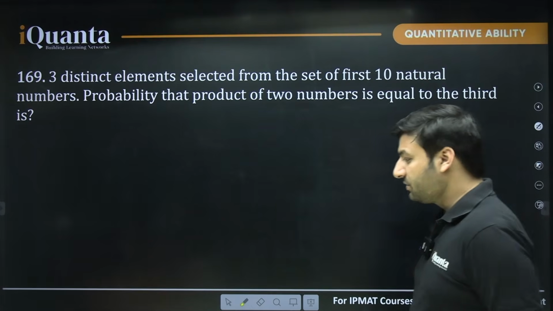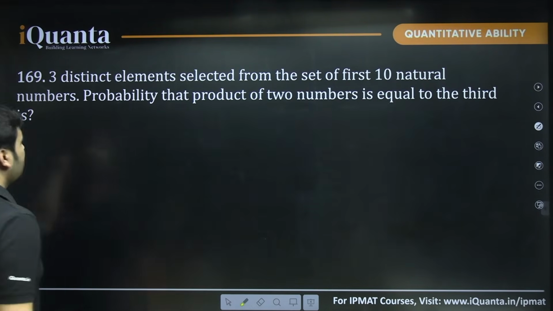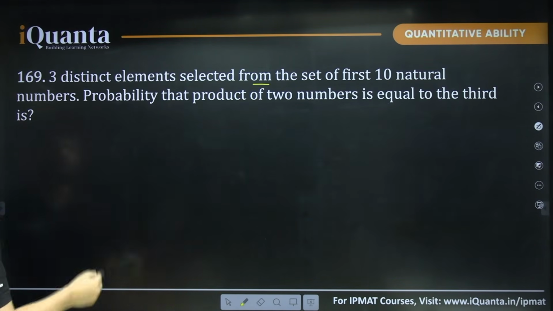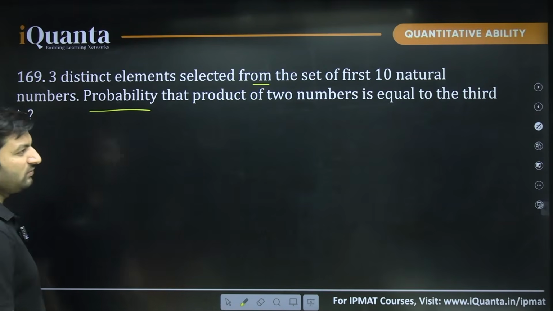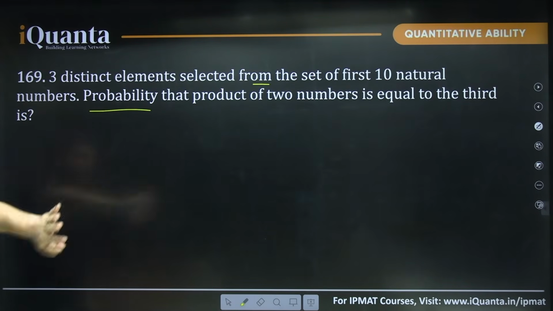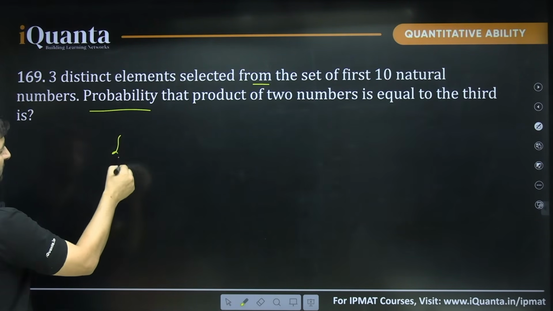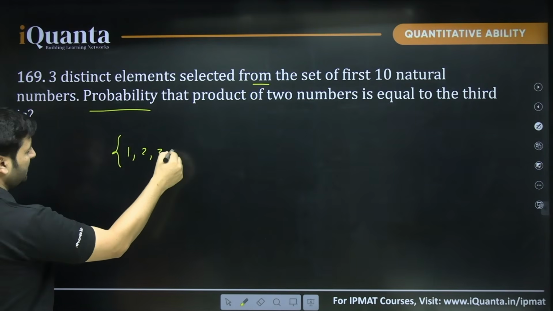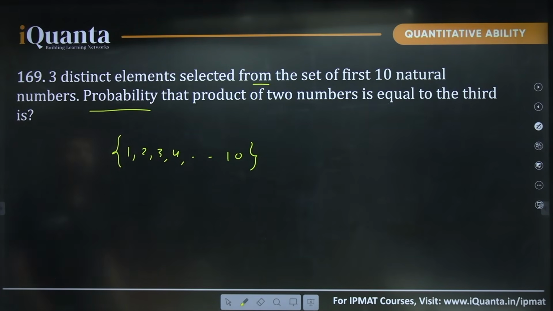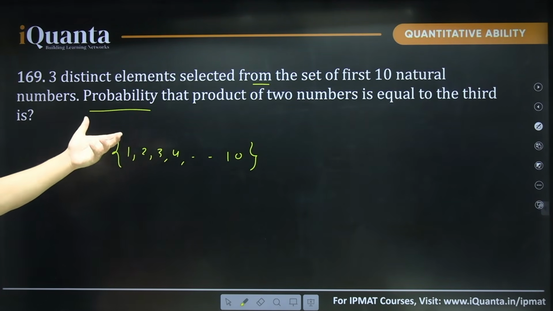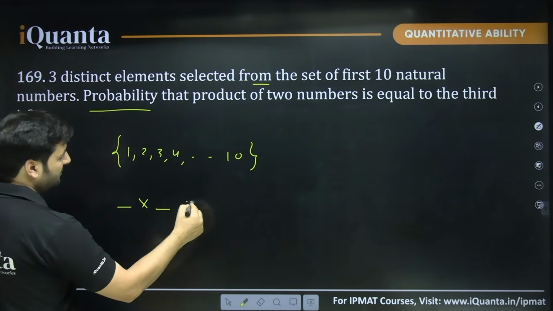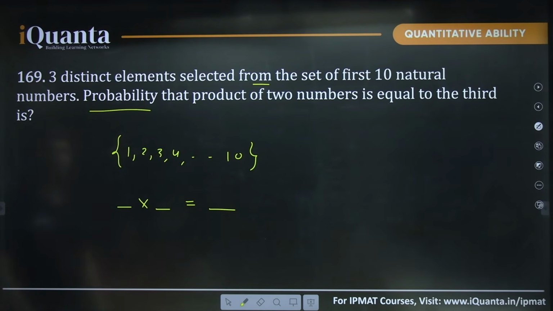Now let's come to this question, which is: 3 distinct elements are selected from the set of first 10 natural numbers. What is the probability that the product of 2 numbers is equal to the third? So 3 distinct elements will be selected from the set of first 10 natural numbers, which is 1, 2, 3, 4 up till 10, okay? We have to select 3 distinct numbers from this, and find the probability that the product of 2 numbers, obviously you will be taking 2 numbers, is equal to the third number, right?